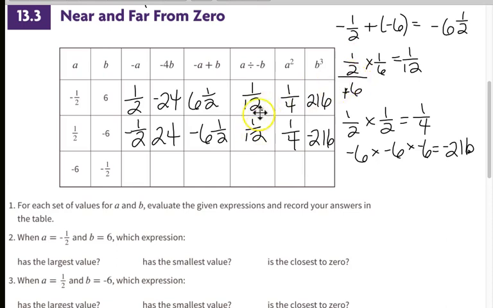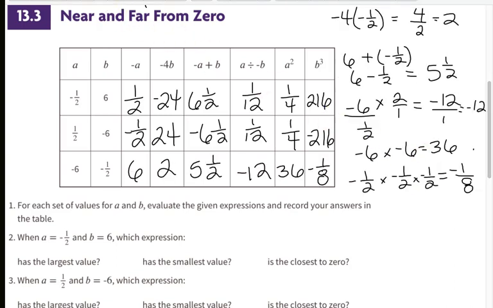1/2 divided by the opposite of B. Well, the opposite of a negative is a positive. So 1/2 divided by 6 means multiply by 1/6, 1/12. A squared, 1/2 squared is just 1/4 again. And B cubed, negative 6 times negative 6 times negative 6 is negative 216, because negative times a negative is a positive. Positive times a negative is a negative. Pause the video again and try the last row.